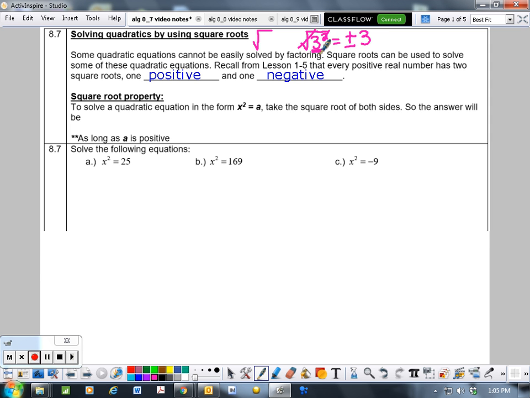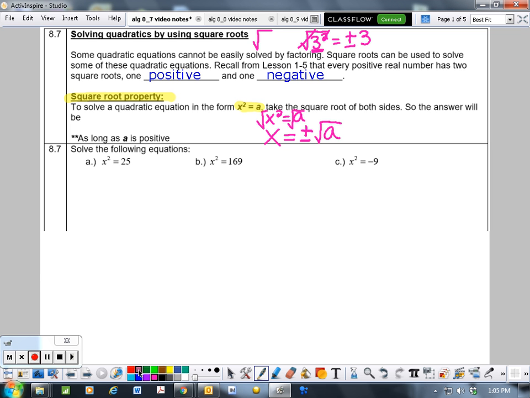So we're going to use something called the square root property. That says that to solve a quadratic equation in the form of x squared equals a, we're going to take the square root of both sides. So we're going to have x squared equals a. We square root both sides, and then we get the answer x equals positive or negative square root of a. The positive or negative, just because we're too lazy to write out two different answers, we put plus and minus in front of it to show that we have a positive square root of a and a negative square root of a.